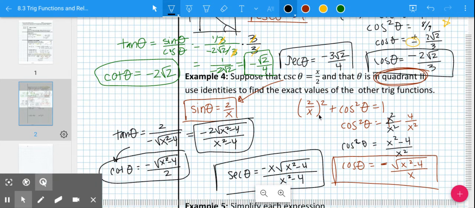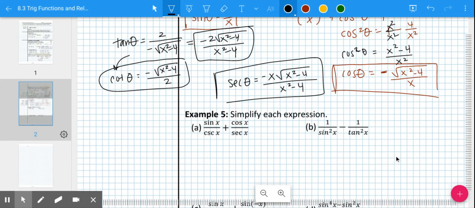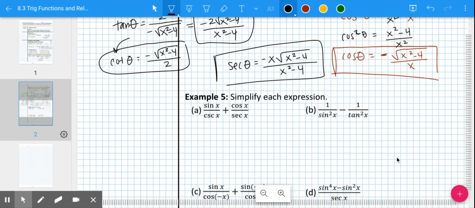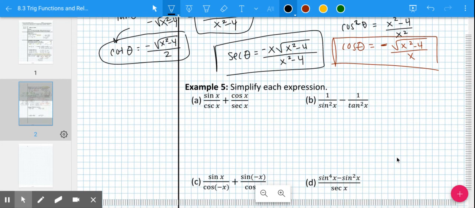Now, the last part of today's Ed Puzzle is doing some simplifying. I like to give you guys time to practice this, but what I'll do is do a couple of these with you. Let's go ahead and start with part A. If I replace the denominators with their reciprocal identities, so I'm leaving the sine and cosine, but I'm rewriting the cosecant and secant as 1 over sine and 1 over cosine.